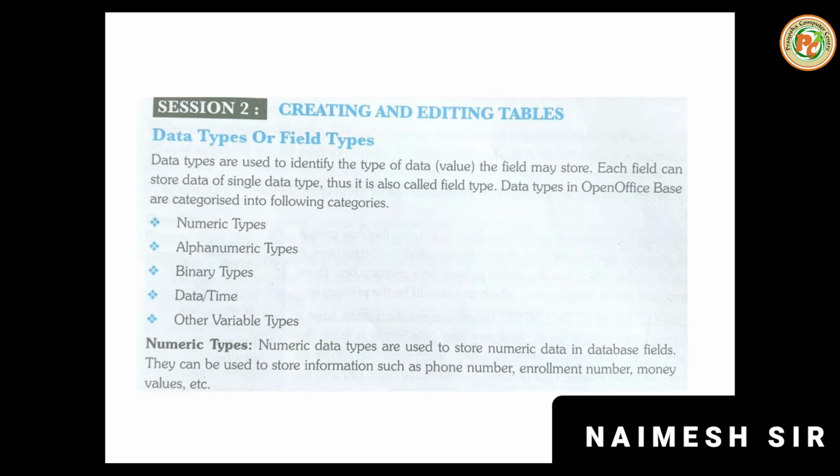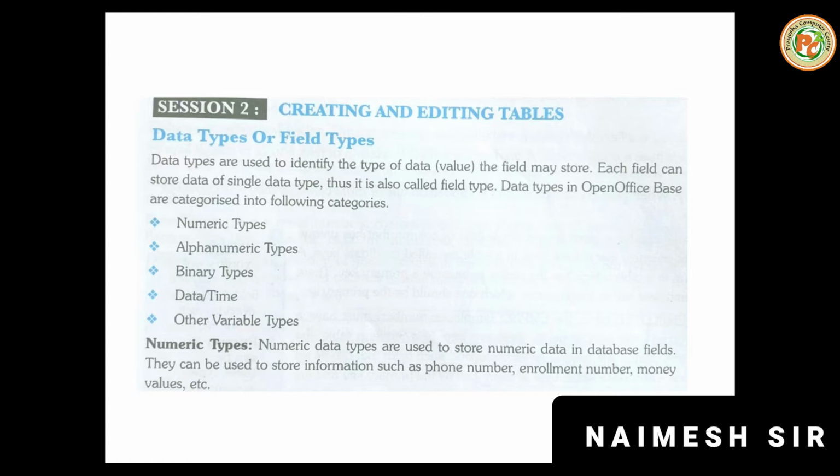Data types are used to identify the type of data, meaning the kind of value we are going to enter. For example, if you type your name, it is called characters or alphabets. If you type your birth date, it is called a date. If you type a mobile number, it is numbers. So each and every kind of data has a separate type, that is called a data type. Each field can store data in a single data type, that is called the data type or field type.